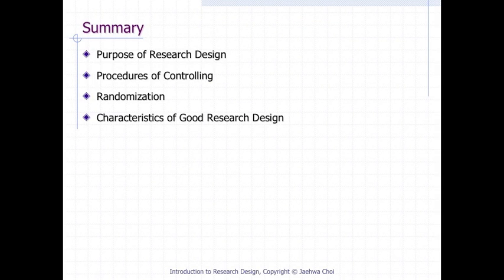In this lecture, we learned 1. Understanding the purpose of research design. 2. Options and procedures of controlling. 3. Concepts and concerns of randomization or random assignment. 4. Definition and concepts of characteristics of good research design.